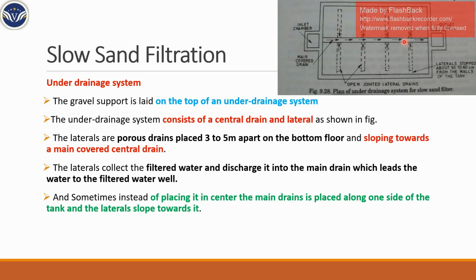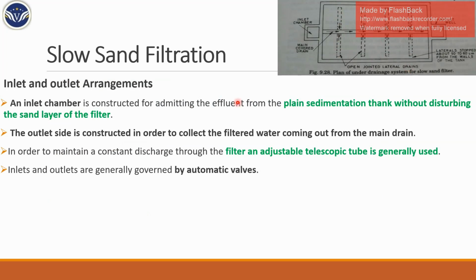The main has an outlet. Sometimes we call it an outlet well also, from where the water is collected. Sometimes the main drains are laid at the sides, and the laterals slope towards those main drains itself. So in some cases they do it.